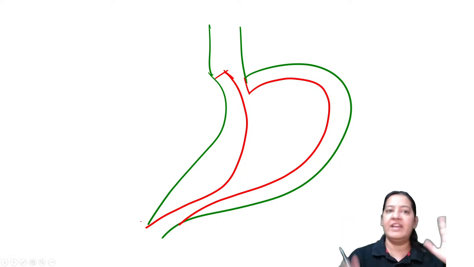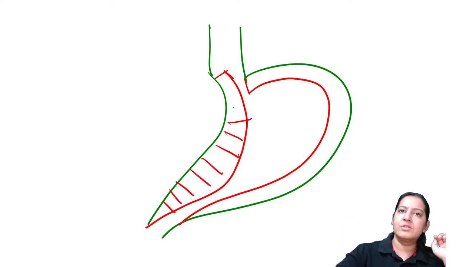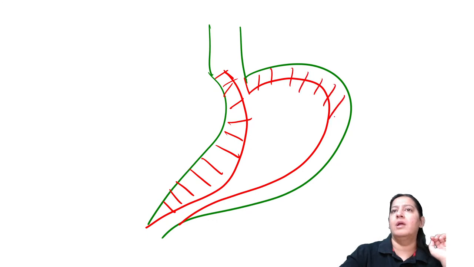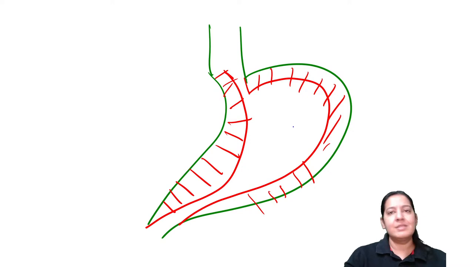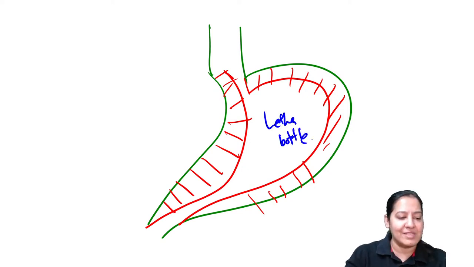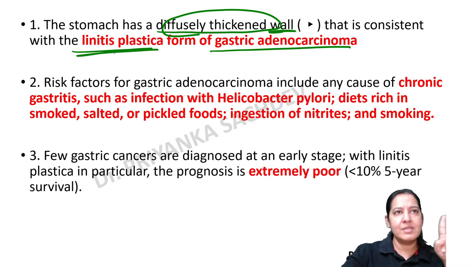You will not find one area. The entire wall is thickened. So it is looking like a leather bottle. Can you see? This is known as leather bottle appearance, and it is known as linitis plastica. Give me a thumbs up. So the diagnosis is linitis plastica.